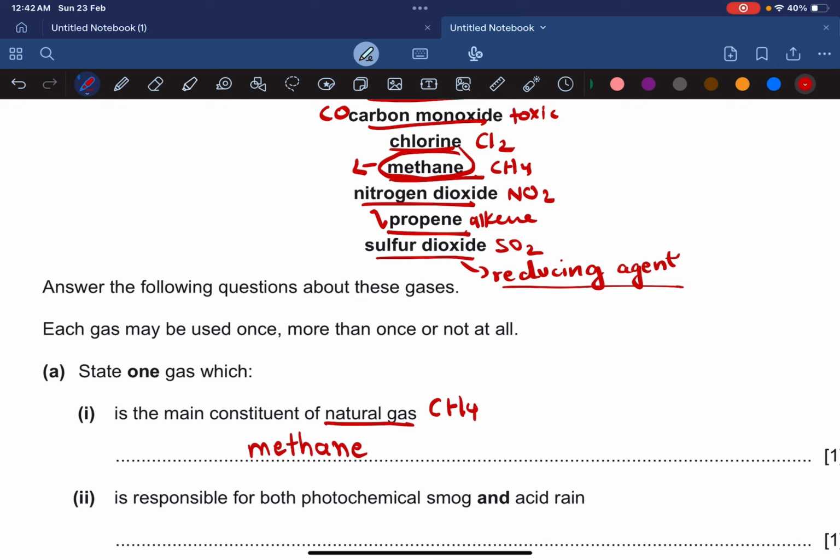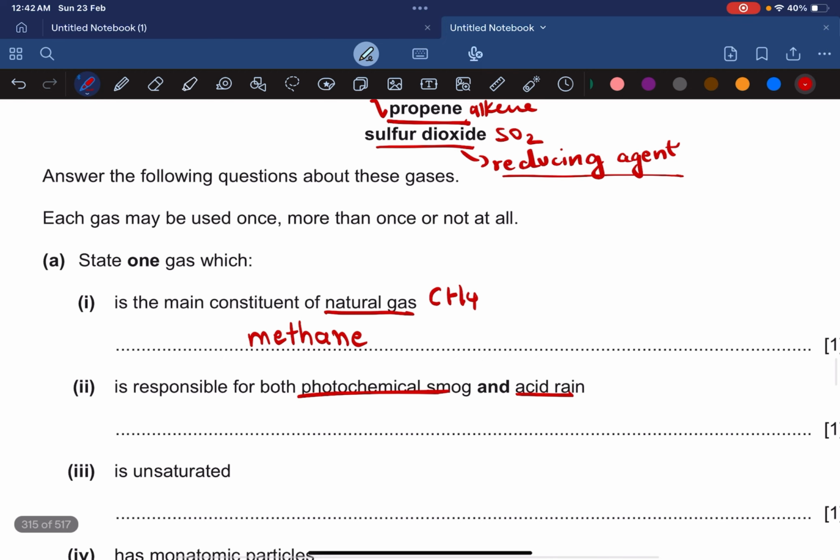Why? Because methane is a hydrocarbon. It's an alkane which combusts in the presence of oxygen to produce carbon dioxide and water. Is responsible for both photochemical smog and acid rain. Okay, now we have two gases which can cause acid rain. First we have sulfur dioxide, then we have nitrogen dioxide. Both of these gases are going to cause acid rain.